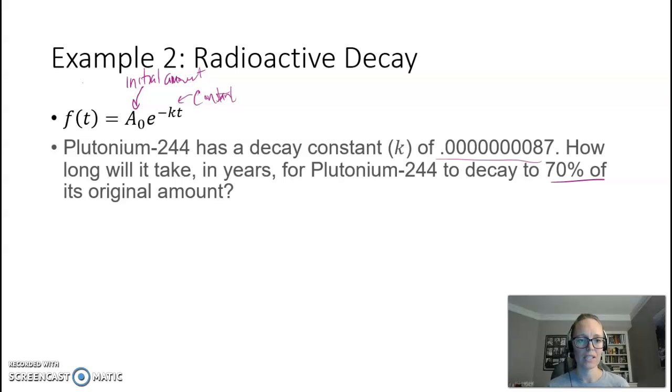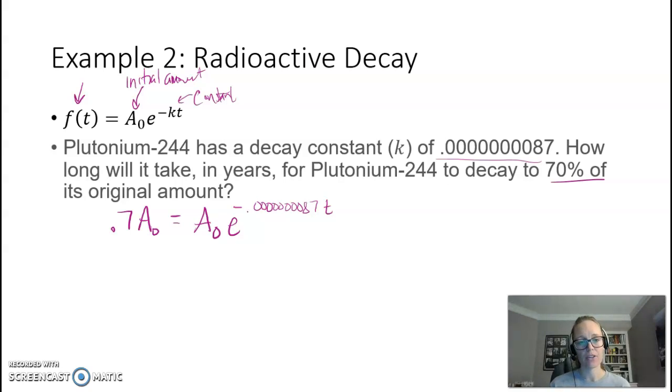So what that means is that this f of t, this ending point, is going to be 70% of the initial amount, and that can be written as 0.7 a sub 0, right? That means 70% of the initial amount is going to equal the initial amount times e to the power of negative, and then we've got our constant here, which has 8 zeros. I already counted them out so that I knew. And this is asking how long will it take to get to this point. So we know that we're solving for t in this problem.